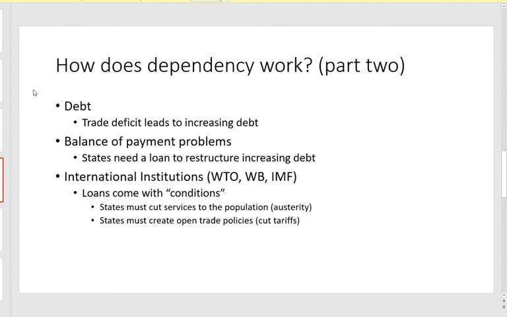And so you start getting into more problems, and you start taking out more debt. And then eventually a state gets to a point where it has so much debt and such a bad trade deficit that it can't afford to pay for its essential services. And then the state reaches out to international institutions and says, hey, I'm at the point where I should be filing bankruptcy, but states can't file bankruptcy.